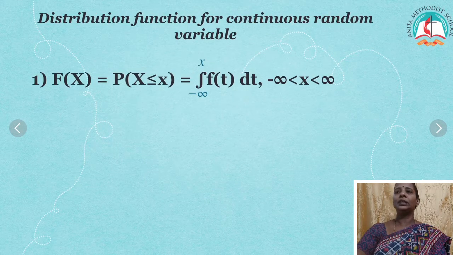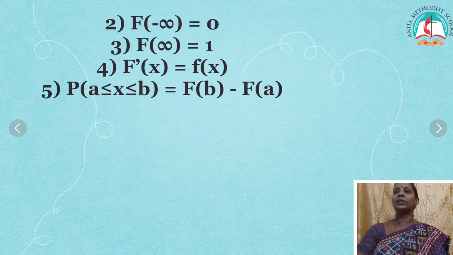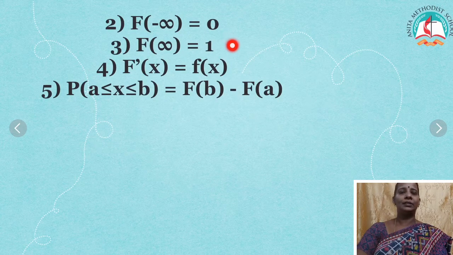But for a continuous random variable, F of x is the same thing, but here we are going to use integration, from minus infinity to x of f of t dt. And we are going to use some more results here. F of minus infinity is 0, F of plus infinity is 1. It starts with 0 and ends with 1.